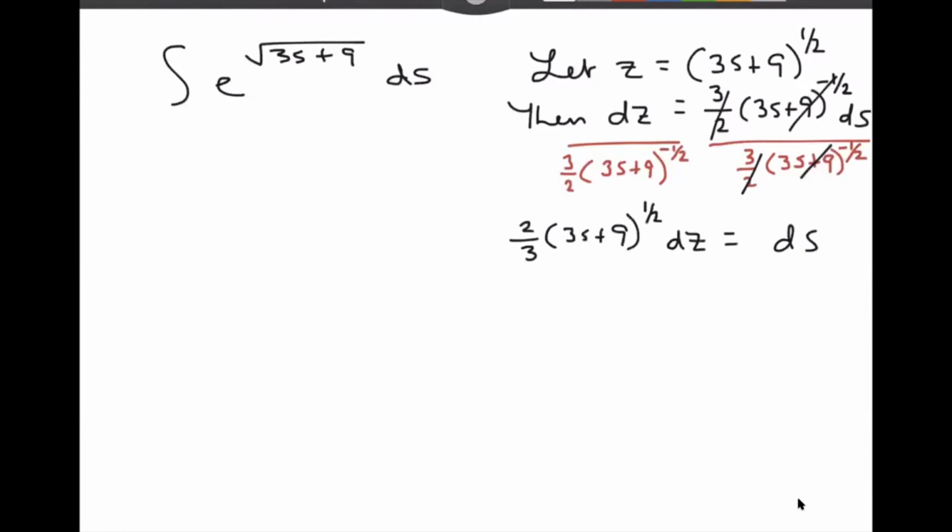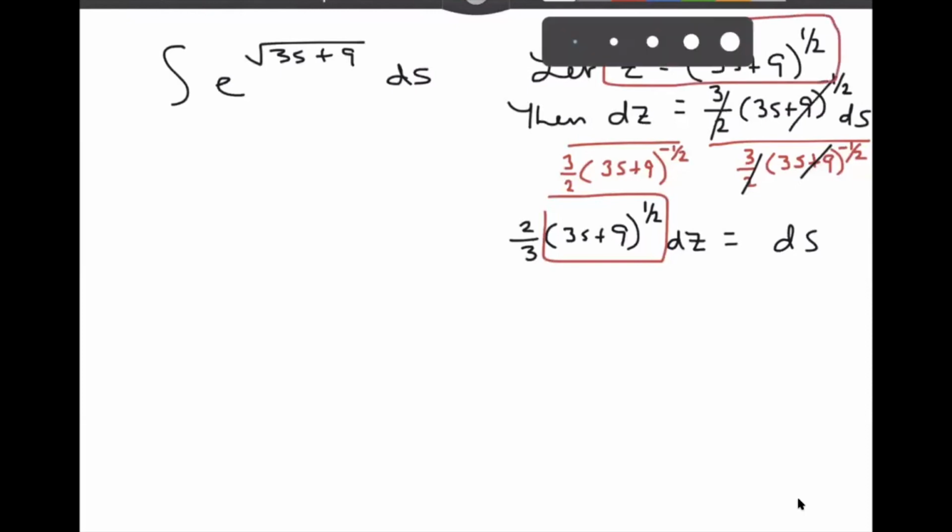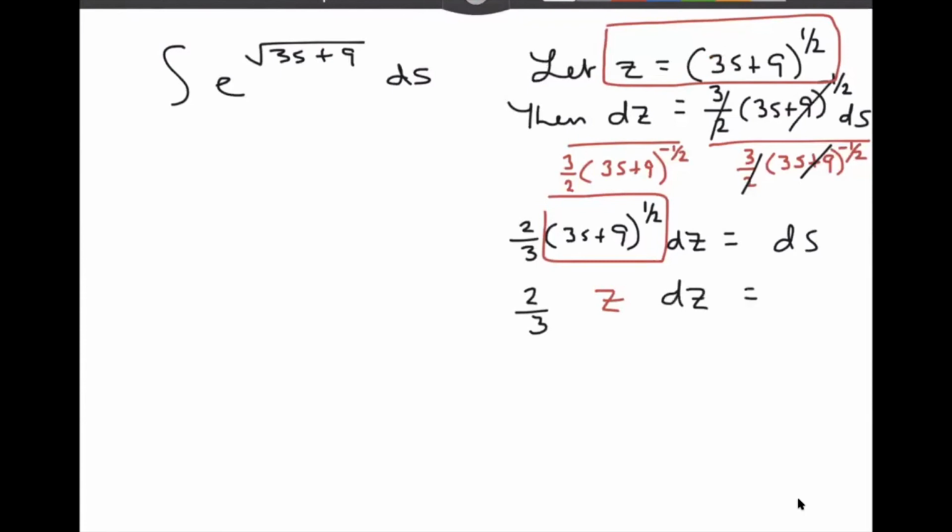Okay, well, this kind of looks like a mess when you first look at it because I've got my s's and my z's all mixed together. But guess what? Does this 3s plus 9 to the power 1/2 look familiar? Do you know what that is in terms of z? I think you do. It is exactly just z. So guess what? I can write that as 2/3 z dz. ds is going to get replaced with 2/3 z dz.